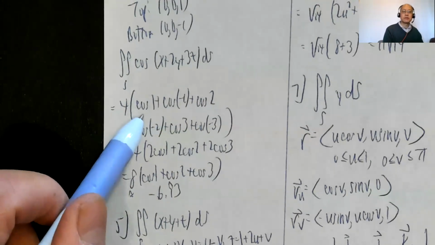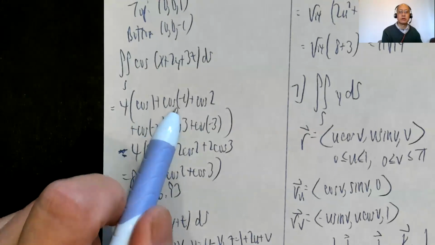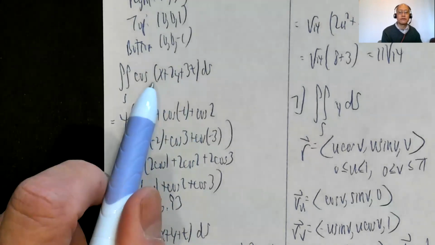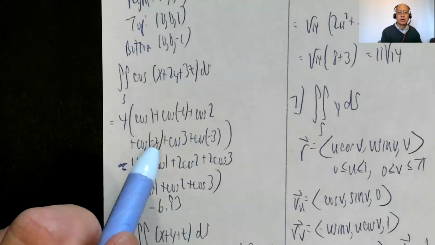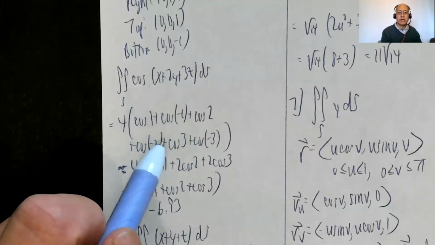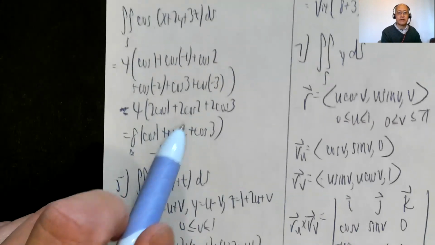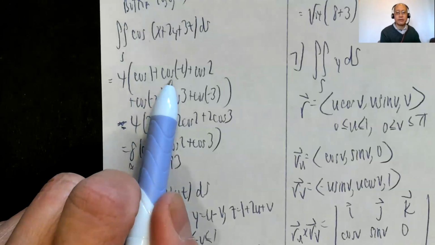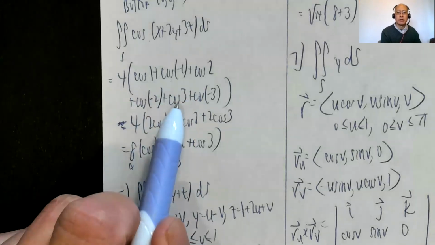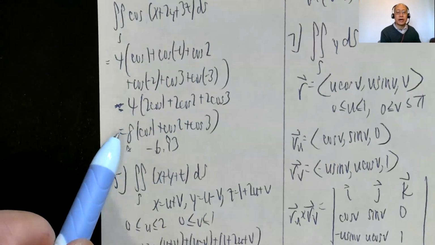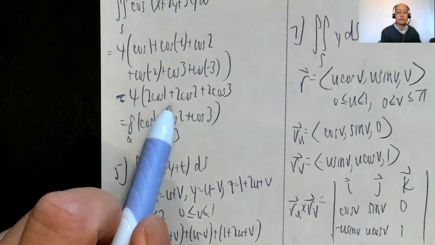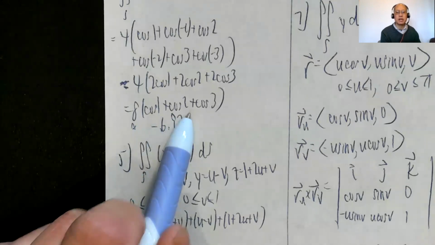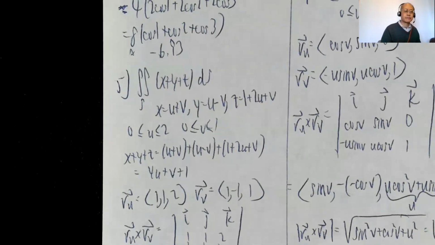Then I have cosine of, well, the formula goes x plus 2y plus 3z. So cosine of 1 plus 0 plus 0, plus cosine of negative 1 plus 0 plus 0, plus cosine of 0 plus 2 plus 0, plus cosine of 0 plus negative 2 plus 0, plus cosine of 0 plus 0 plus 3, plus cosine of 0 plus 0 plus negative 3. Cosine of 1 and cosine of negative 1 are the same, since cosine is an even function. Likewise, cosine of 2 and negative 2 are the same, and 3 and negative 3. So I got 4 times 2 cosine 1 plus 2 cosine 2 plus 2 cosine 3, which is 8 times cosine 1 plus cosine 2 plus cosine 3, which is approximately negative 6.93.